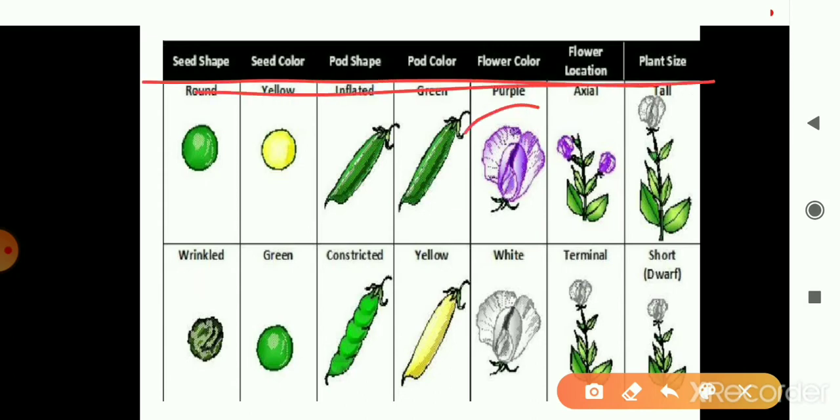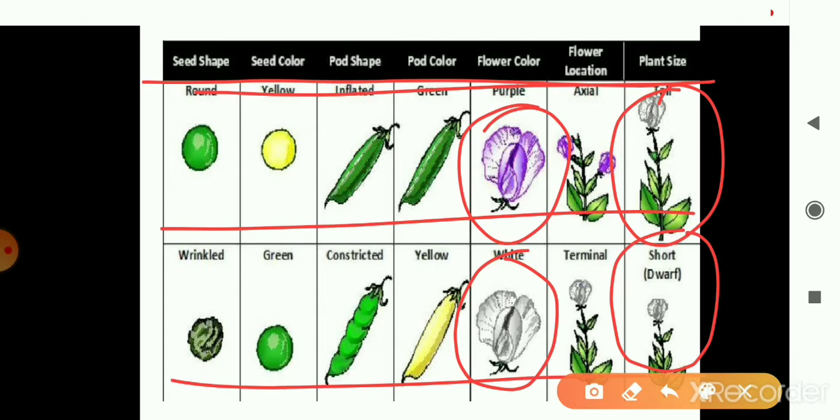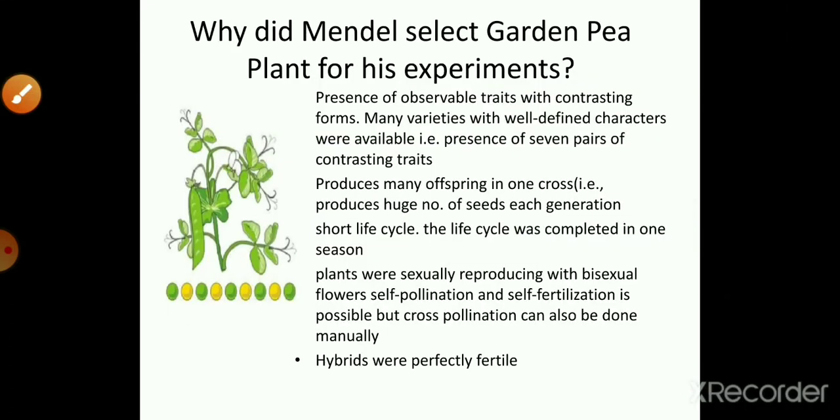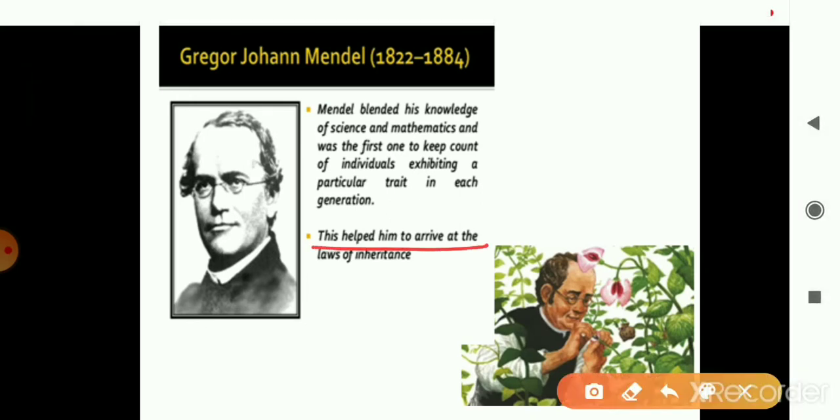In terms of flower color, the flowers were either purple or white. The plants were either tall or short. So for several characters they showed contrasting traits, and he wanted to know the reason for this and how these traits are passed from one generation to another. So he performed many crosses. In this chapter, you'll be learning about the monohybrid and dihybrid crosses that Mendel had done. Then he came up with his conclusions, which are now taken as the laws or rules of inheritance. So let's know about that.